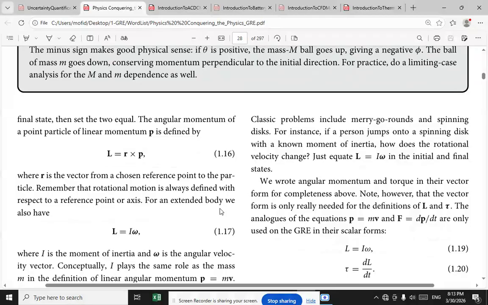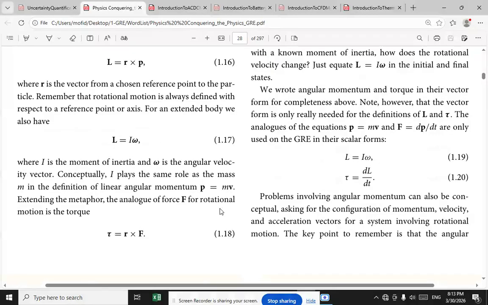The analogues of the equations p equals mv and F equals dp/dt are only used on the GRE in their scalar forms. Equation 1.19 is L equals I omega, and equation 1.20 is torque equals dL/dt, the derivative of L with respect to time.